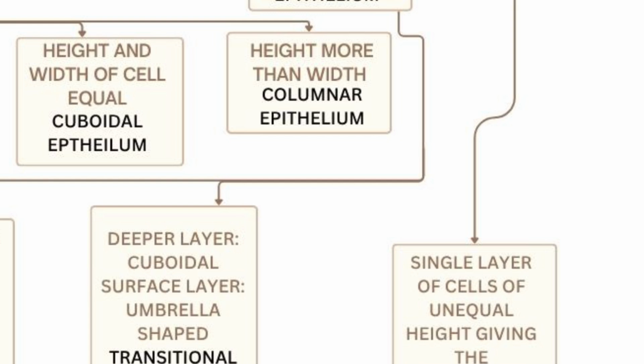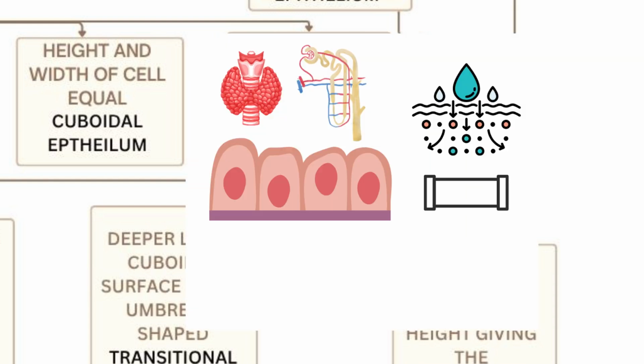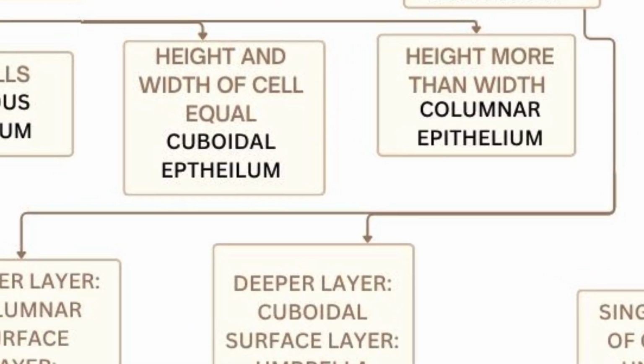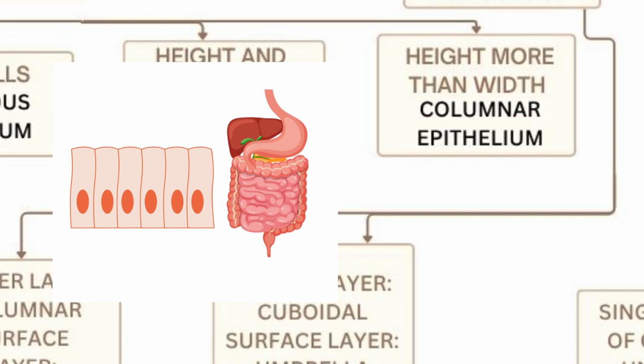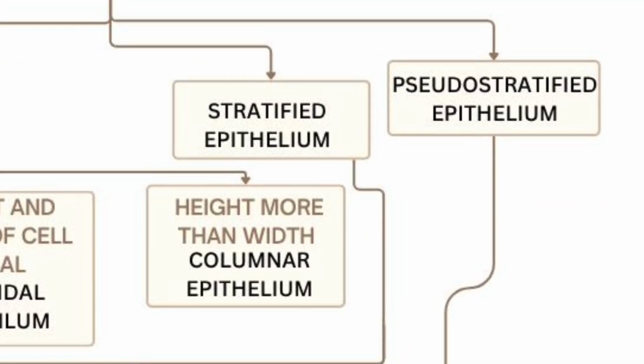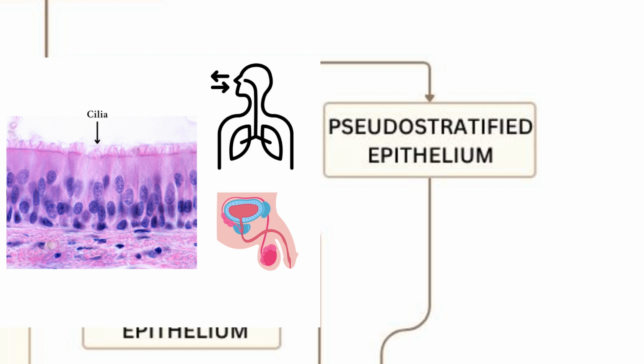Next is simple cuboidal epithelium. These are present in small ducts of exocrine glands, surface of ovary, that is germinal epithelium, kidney tubules, thyroid follicles. These help in absorption, conduit, barrier, secretion. Next is simple columnar. These are in small intestine and colon, stomach lining and gastric glands, gallbladder. They help in absorption and secretion. Next is pseudostratified. They are present in trachea and bronchial tree, ductus deferens, efferent ductules of epididymis. They help in secretion, absorption and conduit.